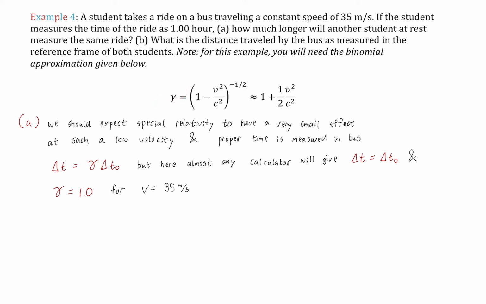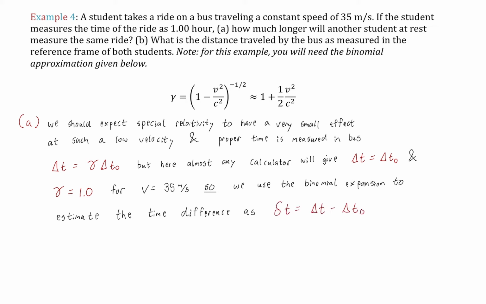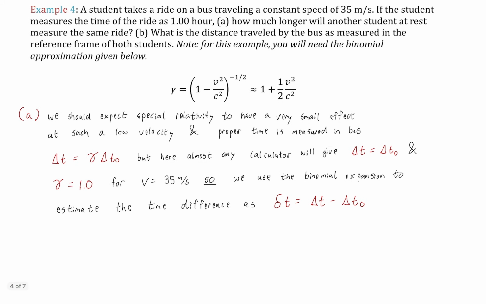You can either try a more accurate calculator, one that has, say, 30 significant figures, or you can use an approximation. We're going to use something called the binomial expansion, because it allows you to rewrite this particular parenthetical power expression like this. It's an approximation, but it's pretty good in cases like these, slow things where we're looking at the effects of relativity. That will allow us to estimate the time difference as lowercase delta t, because we already have delta t's. Here I'm calling delta t the difference between the elapsed time measured by the student at rest, minus the proper time measured by the student on the bus.